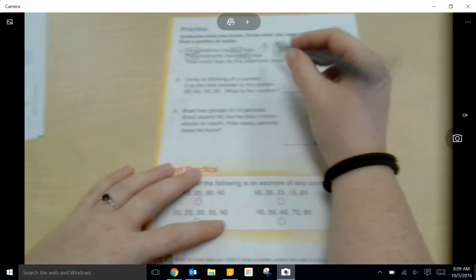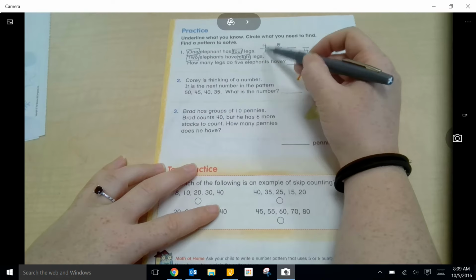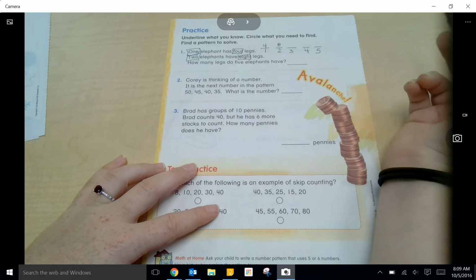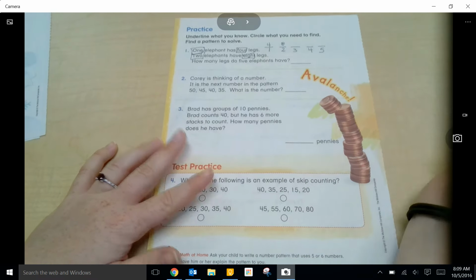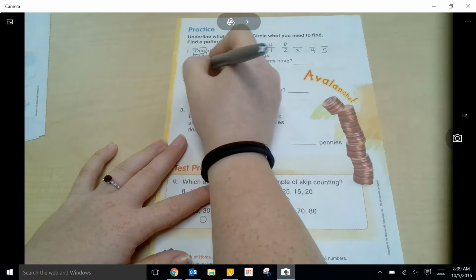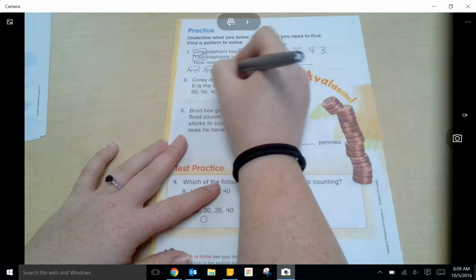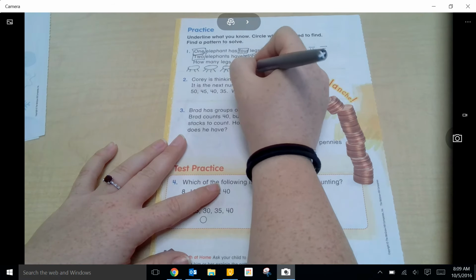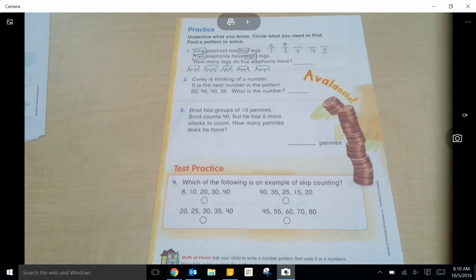Ooh, that was not very nice of me to jostle the camera like that. So sorry. 1 elephant has 4 legs. 2 elephants have 8 legs. You can draw a chart that looks like this, or you can draw a circle with 4 legs: 1, 2, 3, 4. 1, 2, 3, 4. How many legs is that all together? How many legs do those 5 elephants have all together? Pause the video, solve this one on your own.